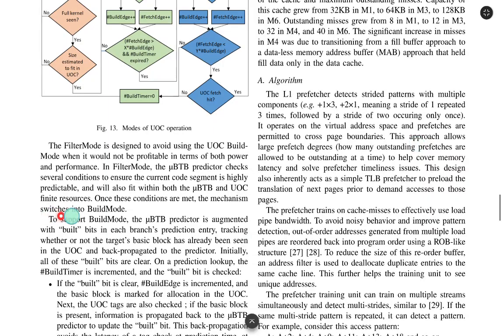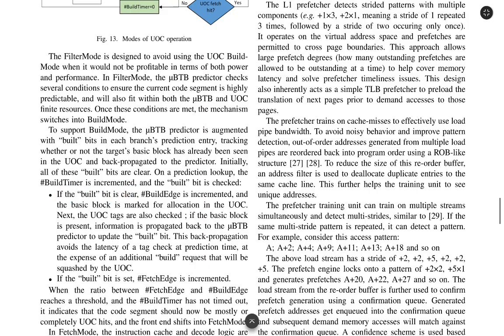To support the build mode, the micro BTB predictor is augmented with a build bit in each branch's prediction entry, tracking whether or not the target basic block has already been seen in the UOC and back-propagated to the predictor. Initially, all of these build bits are clear. On a prediction lookup, the build timer is incremented and the build bit is checked. If the build bit is clear, the build edge count is incremented, and the block is marked for allocation in the UOC.